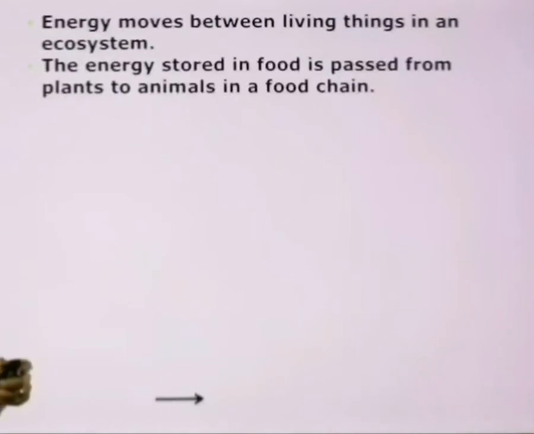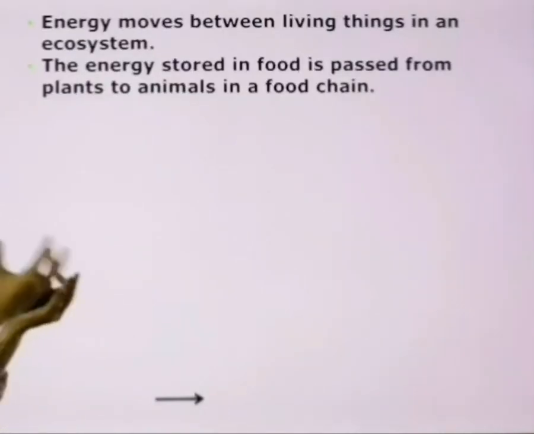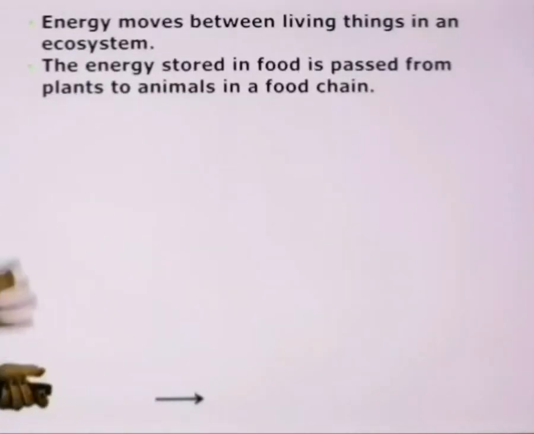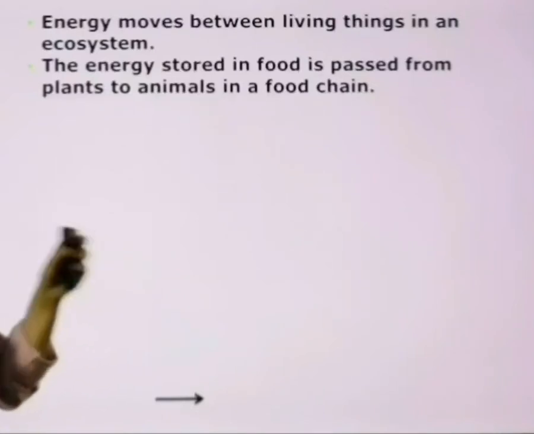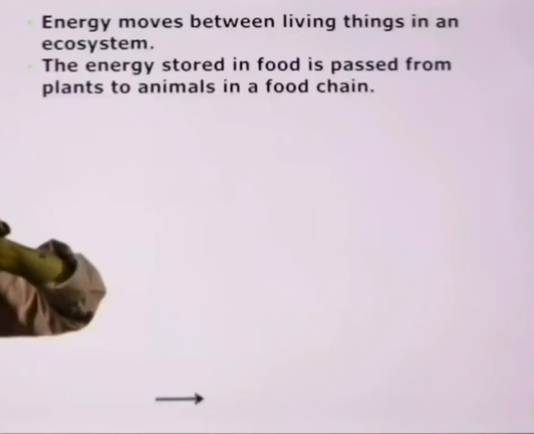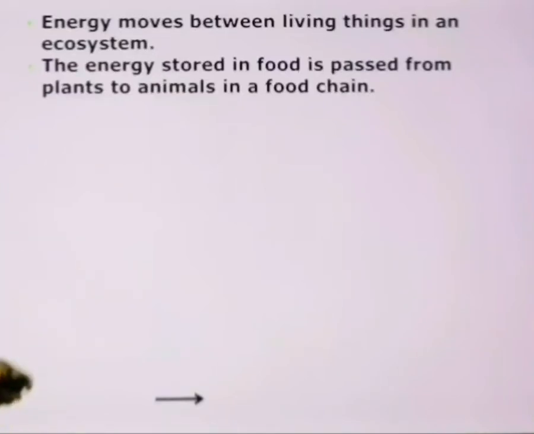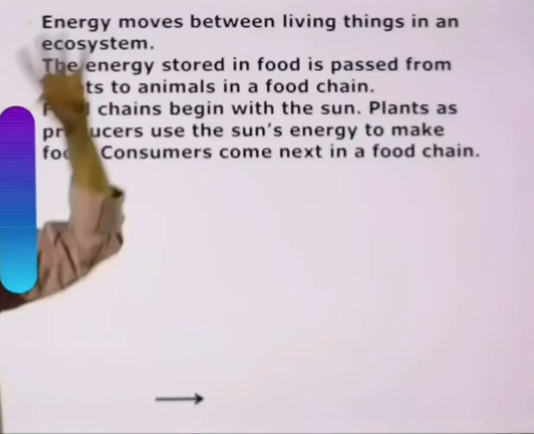Energy moves between living things in an ecosystem. The energy goes from this living thing to this living thing in an ecosystem. The energy stored in food is passed from plants to animals in a food chain, just like the chain I'm wearing here. These living things are connected to each other like chains. The energy flows from this living thing to this living thing. Food chains begin with the sun.